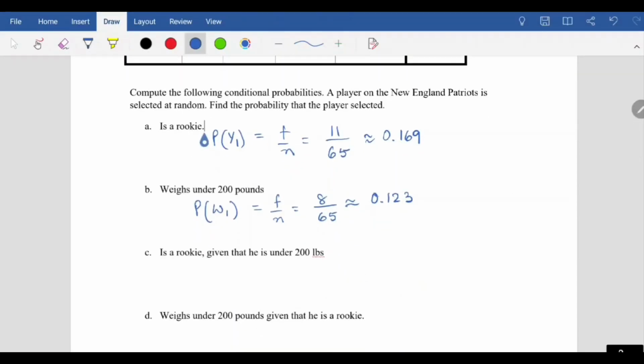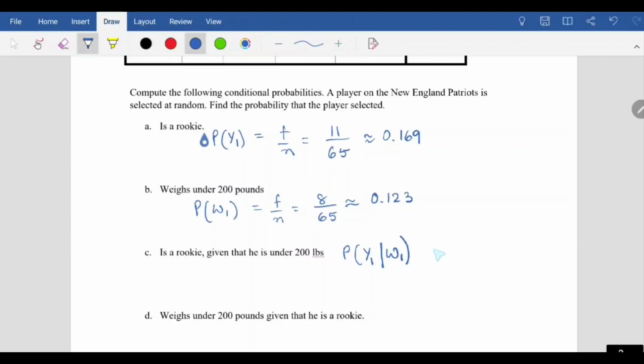Part C says, is a rookie given that he is under 200 pounds, right? So a rookie, that means this is a case of conditional probability. There's a given condition given to us here. So that means probability of Y1 given, so this separator here, this vertical bar, stands for given he's under 200 pounds, W1.